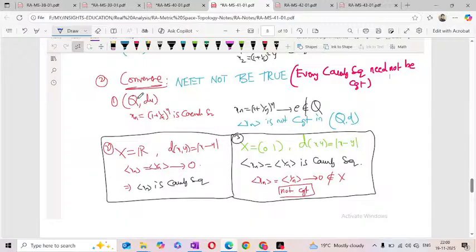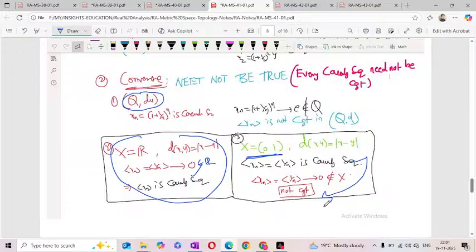Now just see these three examples. The first one, Q with the usual metric: this converges to e, but e does not belong to Q, so it is not convergent in Q. The second example converges to 0; 0 belongs to the real numbers, so it is a Cauchy sequence. The next one, suppose X is the open interval (0,1). So 0 does not belong to X, so it is a Cauchy sequence but not a convergent sequence.